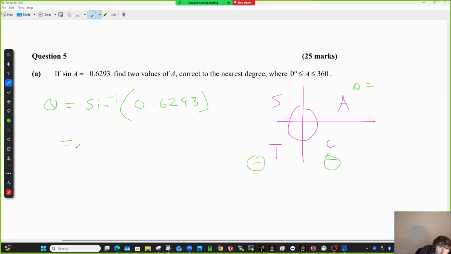Sine inverse 0.6293. I'm getting about bang on 39 degrees. It's not far off. Okay, so theta is 39 degrees. That's not one of our answers though. We've got to move it into these quadrants, and the rule to move into this quadrant is 180 plus theta. And then this is 360 minus theta.